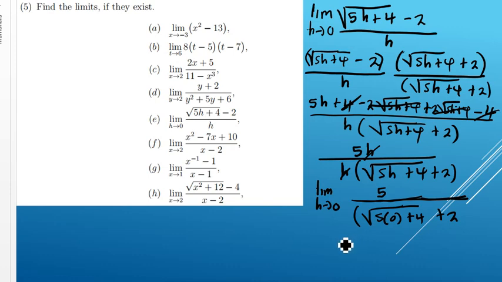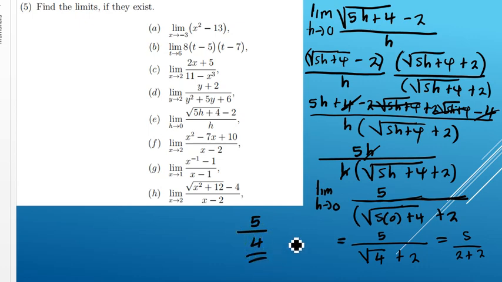Then from here, this is going to be 5 over root of 4 plus 2, which is just 2 plus 2. Our final answer, of course, is going to be 5 over 4. So this is just how you solve this question. It's very simple.